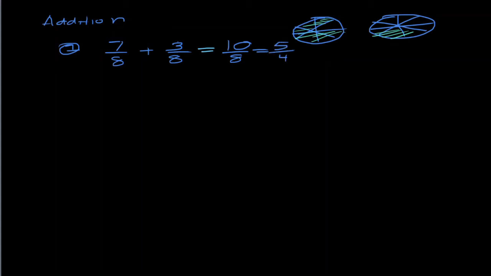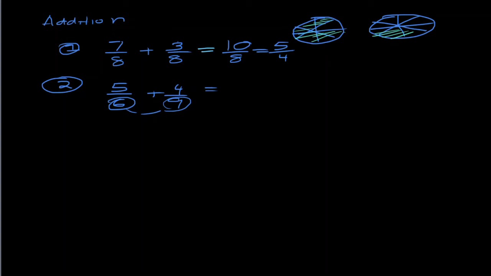Now let's try another one. In this case, let's try something with two different denominators: 5 over 6 plus 4 over 9, let's say. So what do you do when you have two different denominators? This means you have a pizza that's divided into 6 and a pizza divided into 9. It's kind of hard to make sense of it. So what you're going to do is multiply the denominators by each other if they're different. All you have to do is multiply them by each other if they're different.